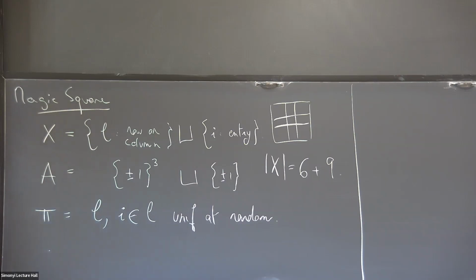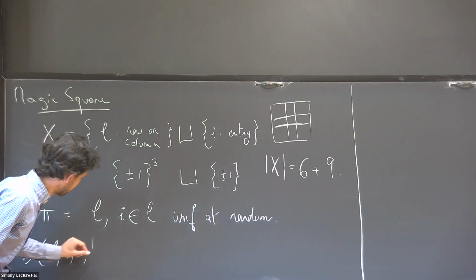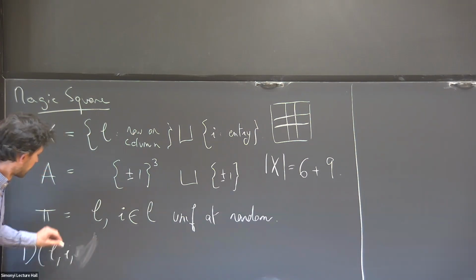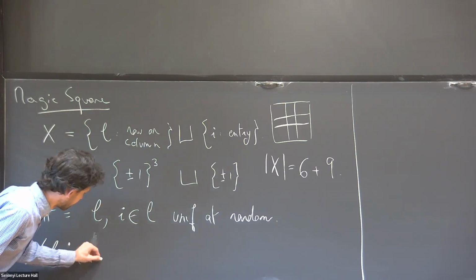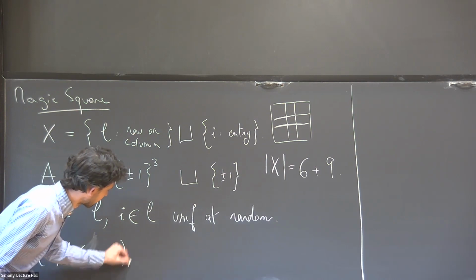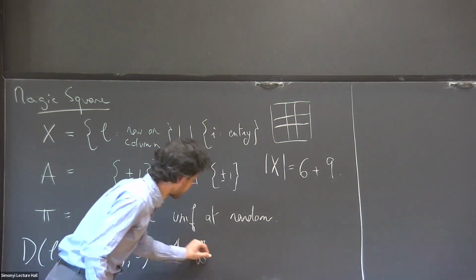Okay, and now the important part is the decision function, D of L, I, A, B. Sorry, if one of the questions is a line, the answer is expected to be 3 bits. So I just write them A1, A2, A3, and B. And this will be 1 if and only if, so in all the other cases it's 0.